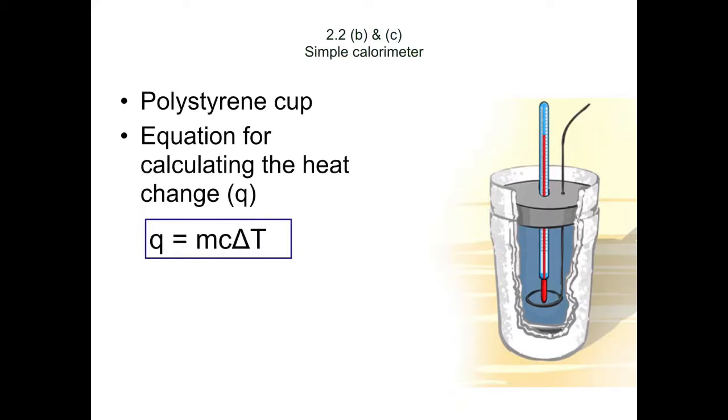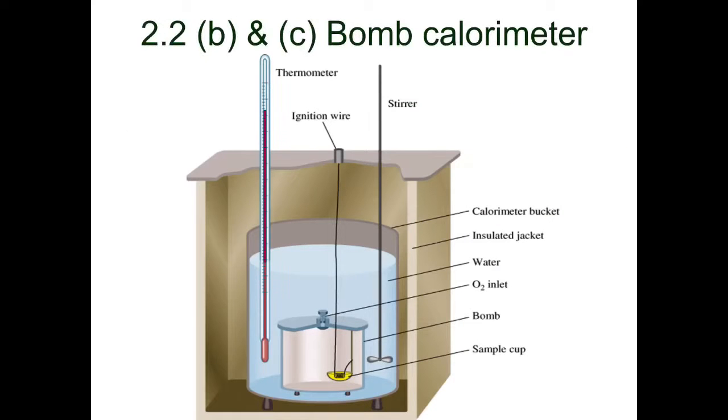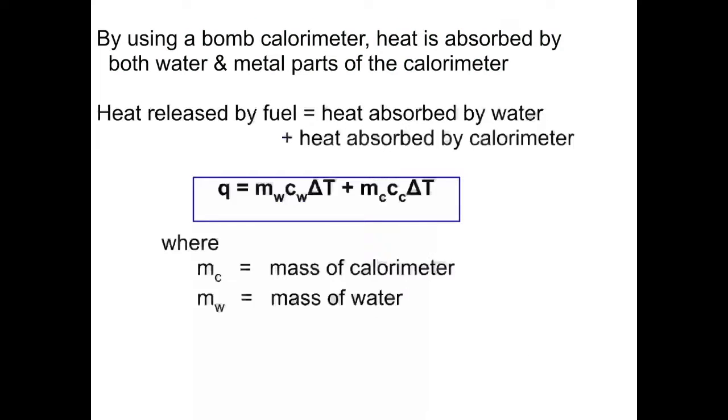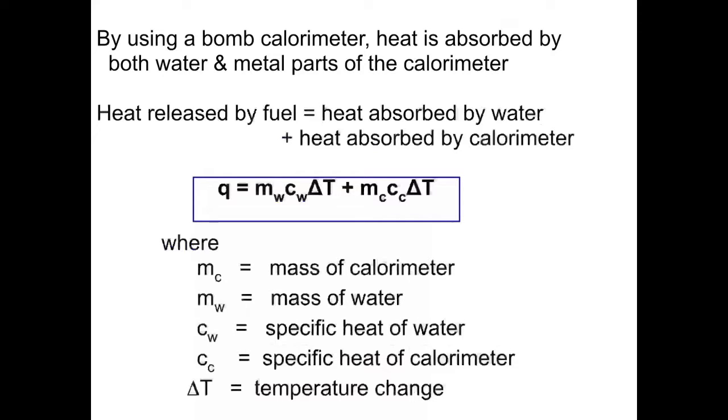An example of a simple calorimeter is a polystyrene cup. The equation to calculate the heat change is Q equals m c delta T. While a bomb calorimeter has a more complicated structure. When a bomb calorimeter is used, heat is absorbed by both water and metal parts of the calorimeter. So, heat released by the fuel is equal to the heat absorbed by water plus heat absorbed by the calorimeter. To calculate Q, it is equal to m c delta T for water plus m c delta T for calorimeter.